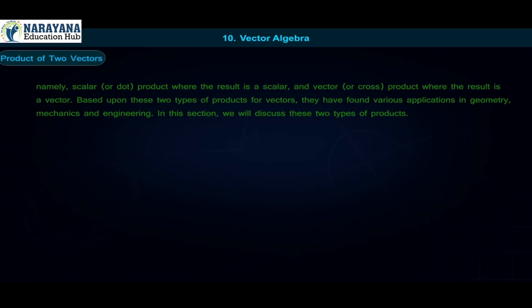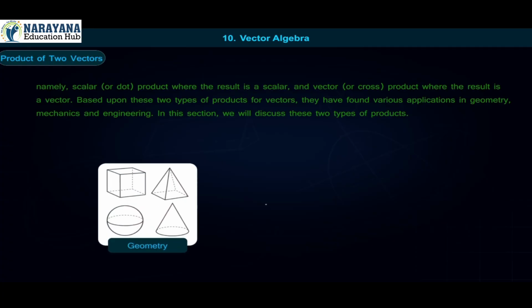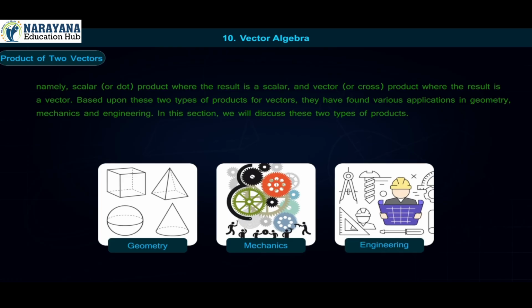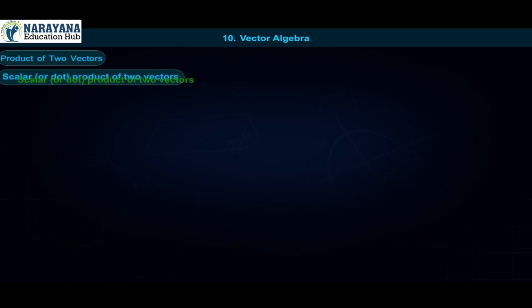Based upon these two types of products for vectors, they have found various applications in geometry, mechanics, and engineering. In this section, we will discuss these two types of products. Scalar or dot product of two vectors.